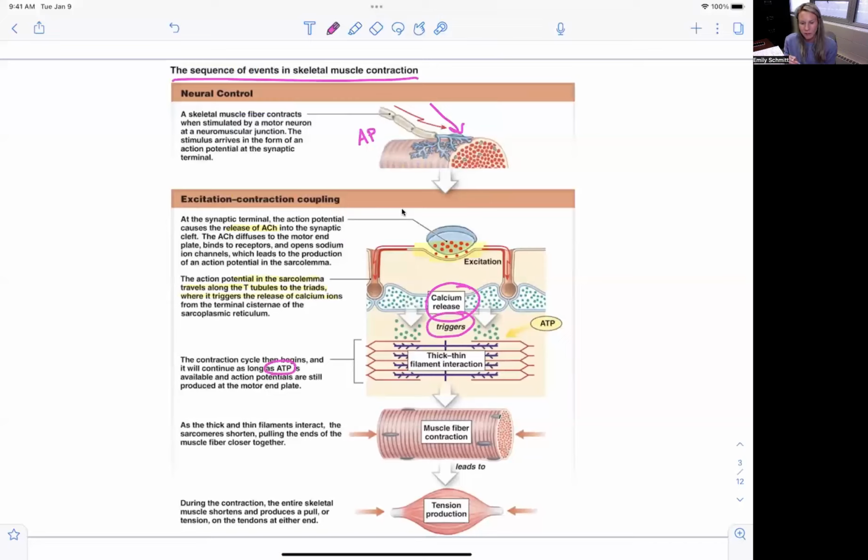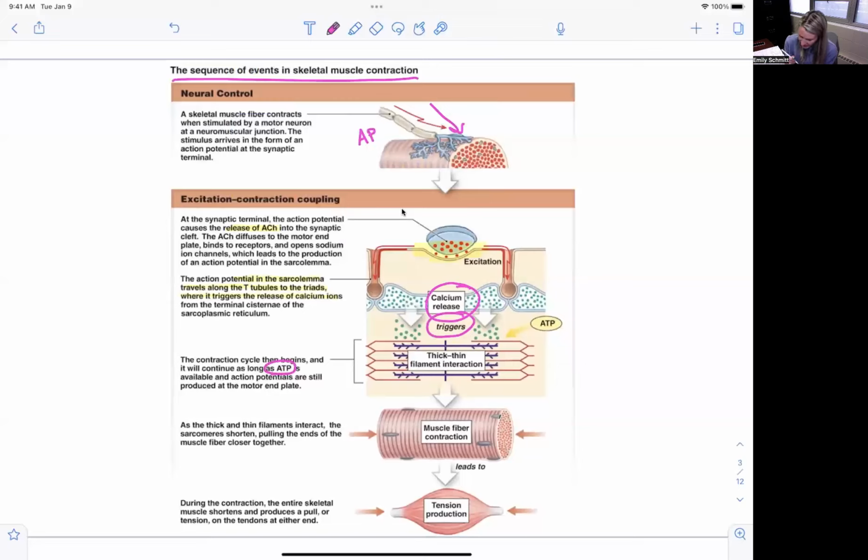I know we haven't spoken a lot about ATP. It's coming, so just tuck that back in your brain. We are going to talk a lot about ATP, but this is the energy currency. This is what we're using to actually carry out muscle contraction. So it's available, and action potentials are still being produced at the motor end plate as long as calcium is available.